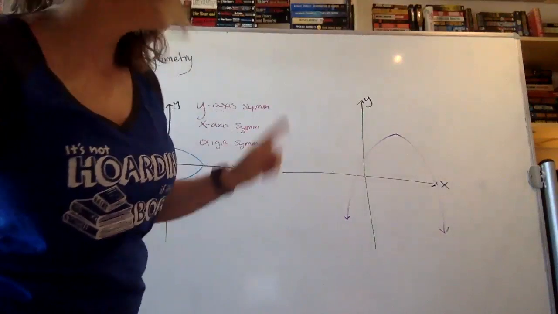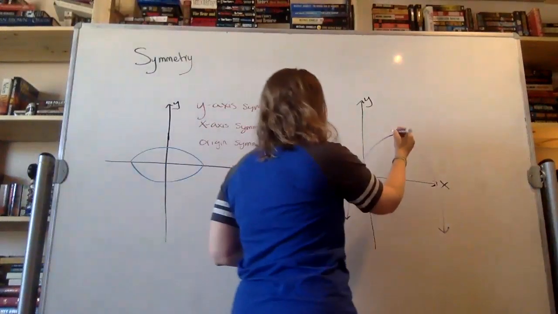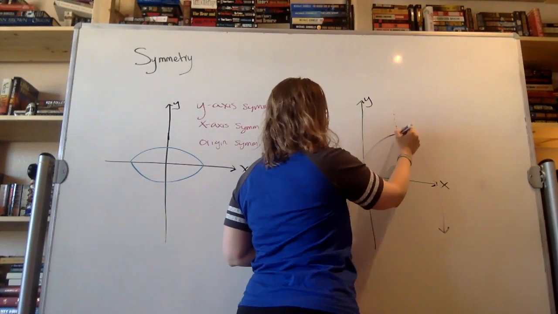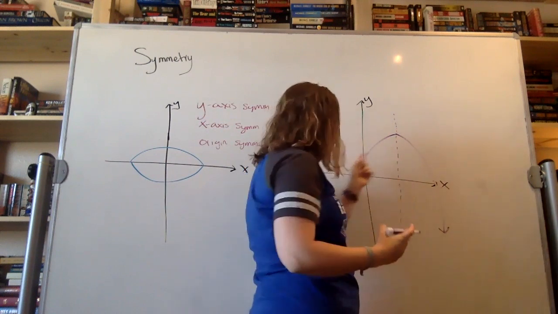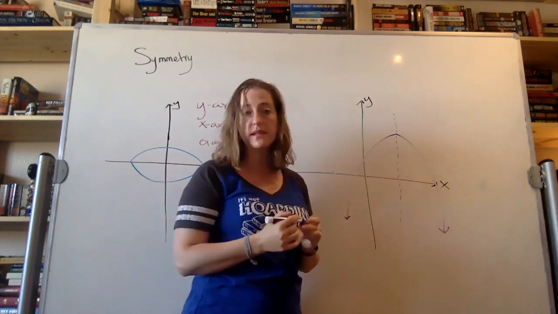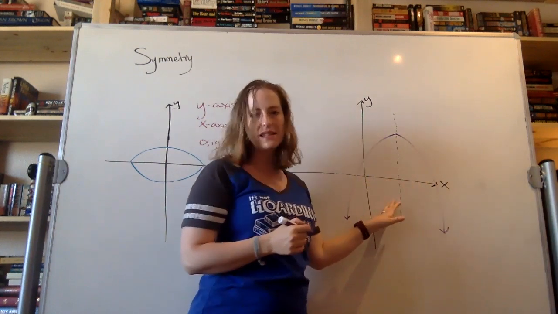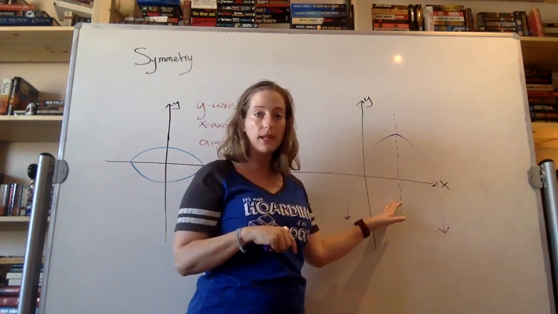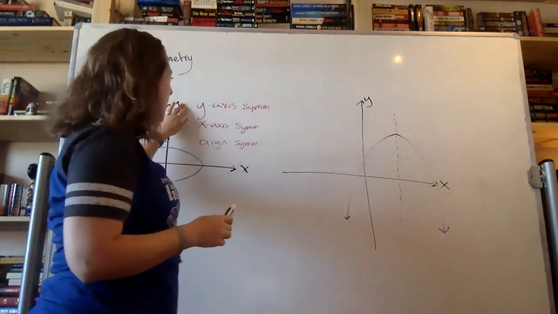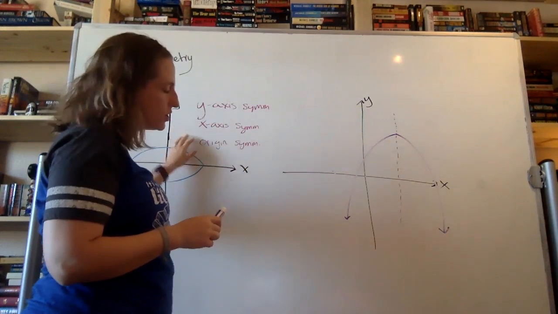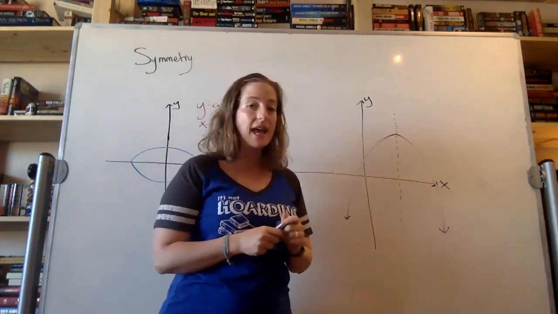Now, as we move on, we will see that this does have symmetry about itself. So for example, if I drew a line right here and folded along that line, the 2 halves of this function would be symmetrical. That's known as the axis of symmetry, and we'll talk about that a little bit later. But in terms of the 3 types of symmetry we've looked at, y-axis symmetry, x-axis symmetry, and origin symmetry, this purple graph doesn't have any of those.